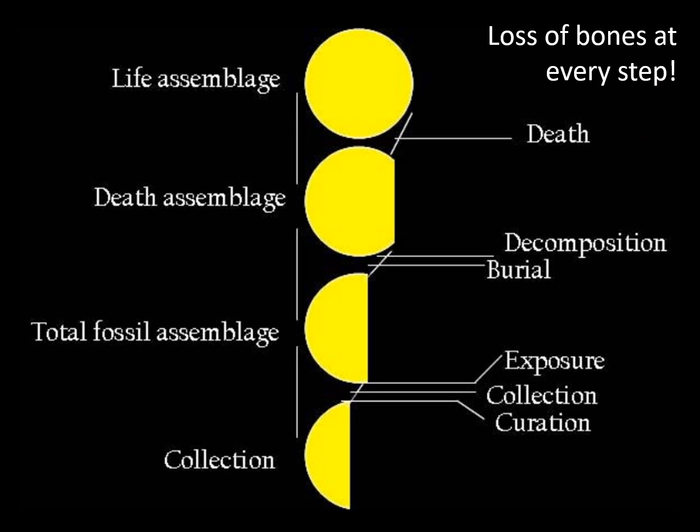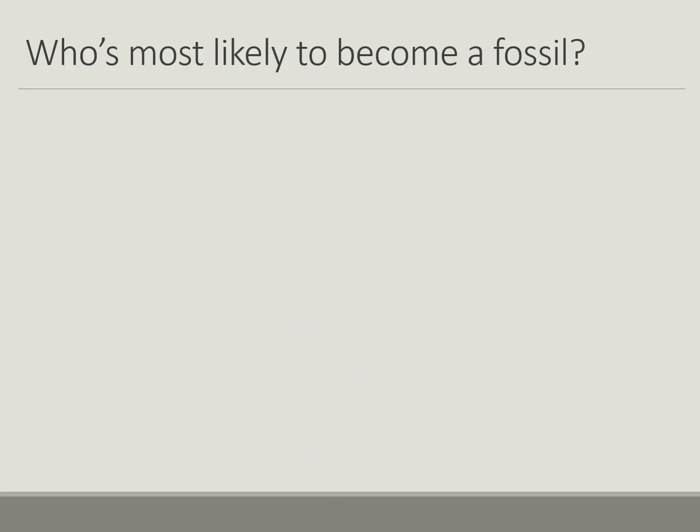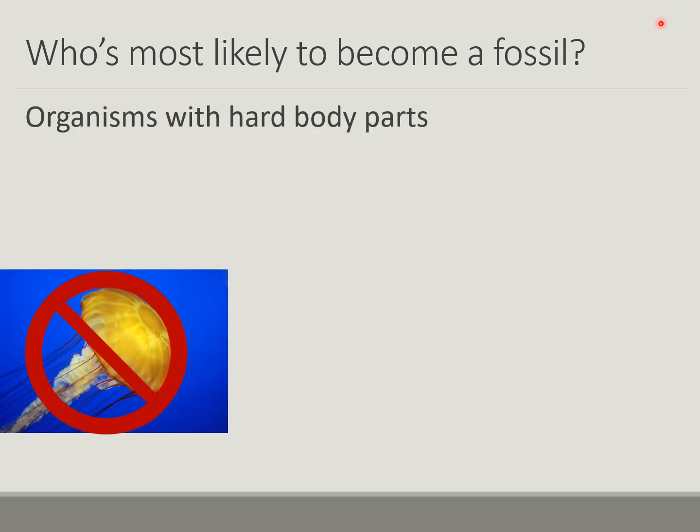Okay, so yeah, the figure again just emphasizes there's loss of bones and individuals at every step of the taphonomic pathway. Okay, so who's most likely to become a fossil? Organisms with hard body parts. So again, bones, especially teeth, they're already well on their way to becoming rocks and fossils because what was it? Bones, 65% mineral, teeth, at least 95%.